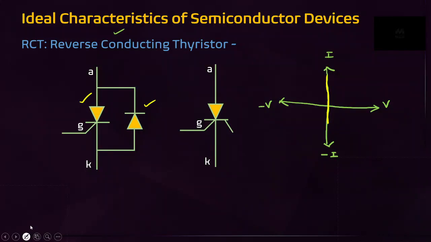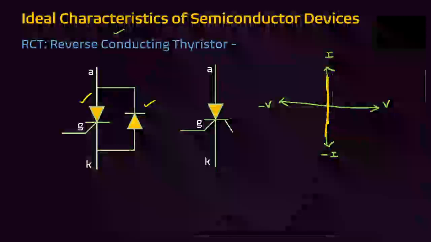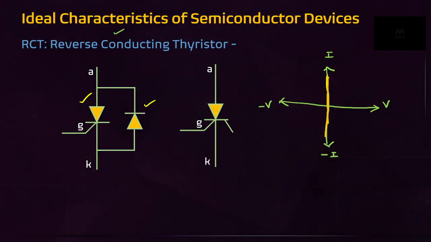Because wherever the anti-parallel combination is there, that device conducts in both directions. At this point mainly you have to concentrate. It conducts in both directions. But because of the anti-parallel diode, it cannot block the reverse voltage. It blocks only forward voltage. Like this you remember, students.